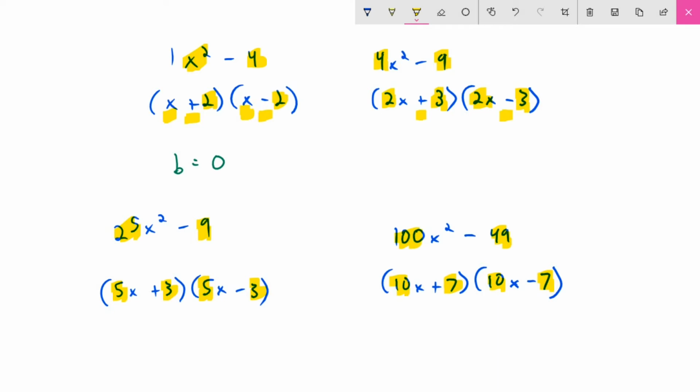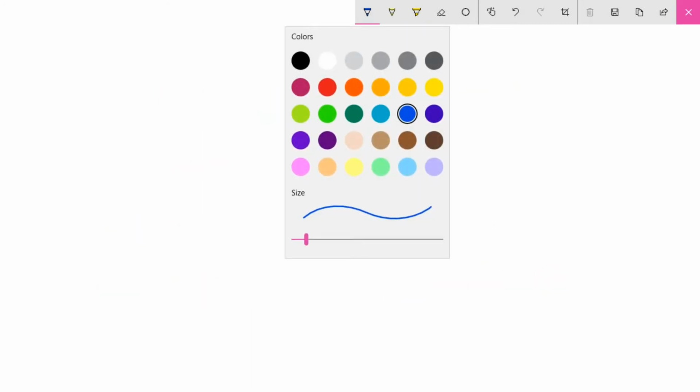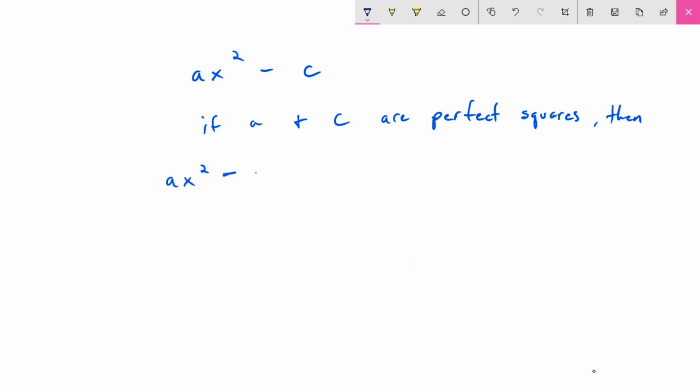So I'm going to show you what this actually is. Pretty much, if we have an equation in the form ax squared minus c, and a and c are perfect squares, then our factored form of ax squared minus c equals the square root of a plus square root of c times square root of a minus the square root of c.